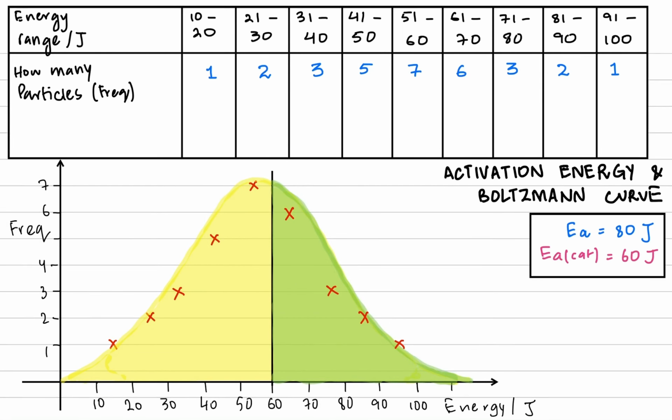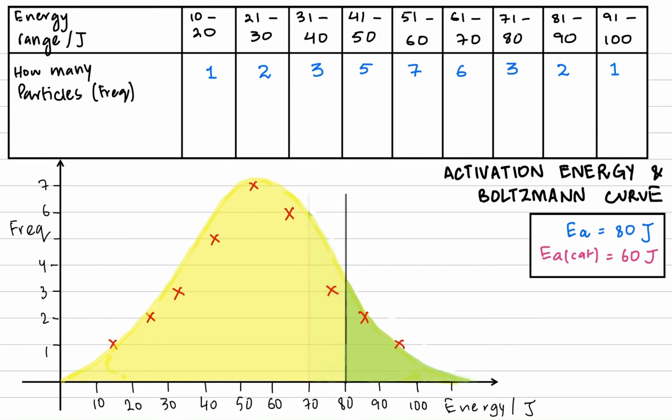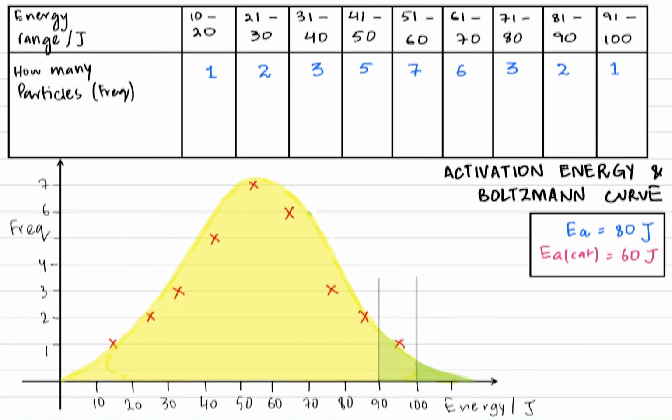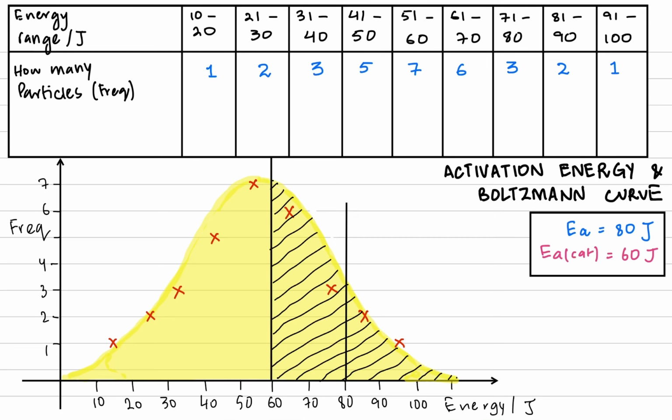Here you can see the particles which have energies higher than 60. So this is the proportion of molecules with energies more than or equal to 60 joules. Similarly, more than 70, more than 80, more than 90, and more than 100. You can notice that when we have the activation energy values, the region would tell you how many particles have energy more than 80 joules or how many particles have energy more than 60 joules.